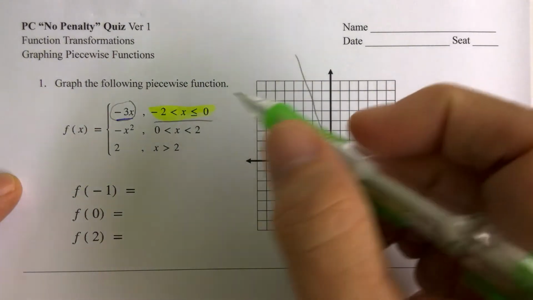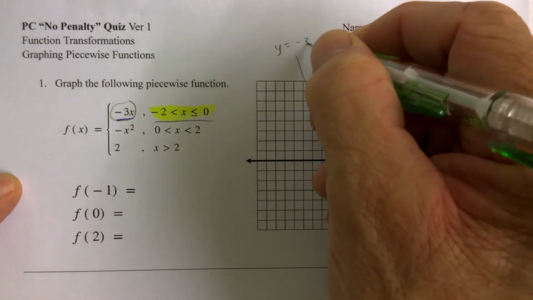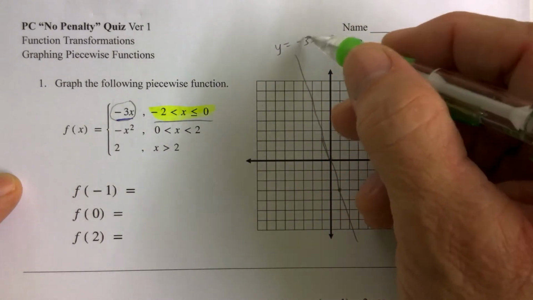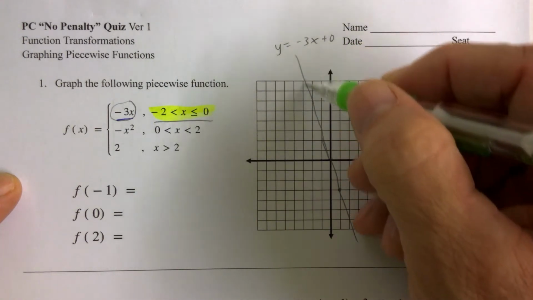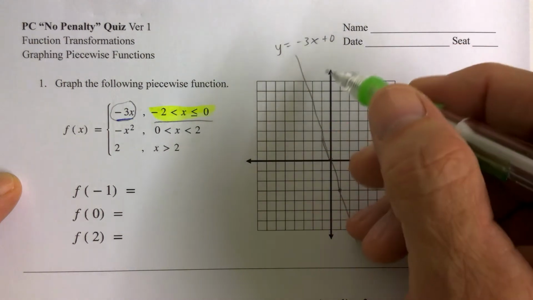So to graph this piecewise function, you first look at the graph of y equals negative 3x. Negative 3x plus 0, if you want to think about it in terms of slope-intercept form, y-intercept of 0, slope of negative 3, and you get this line right here. Not a great line, but it's the line y equals negative 3x.